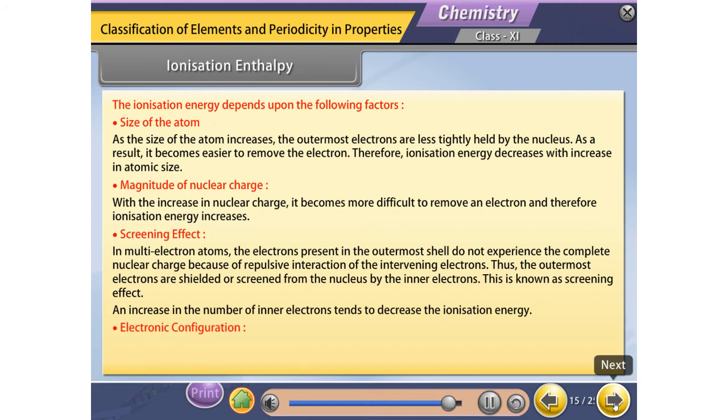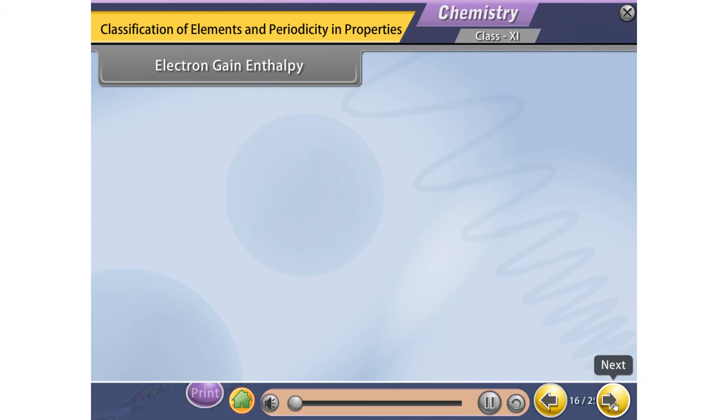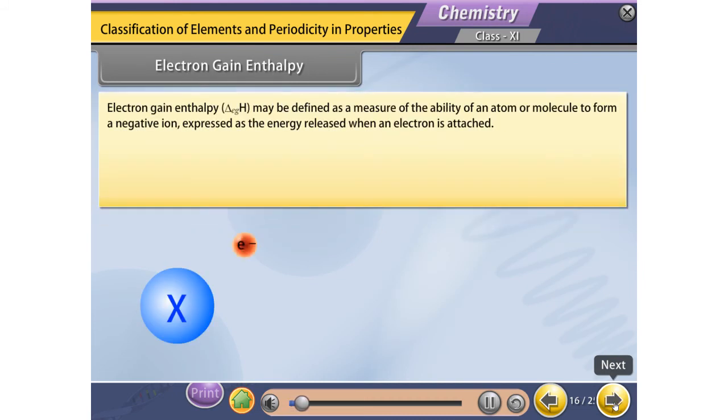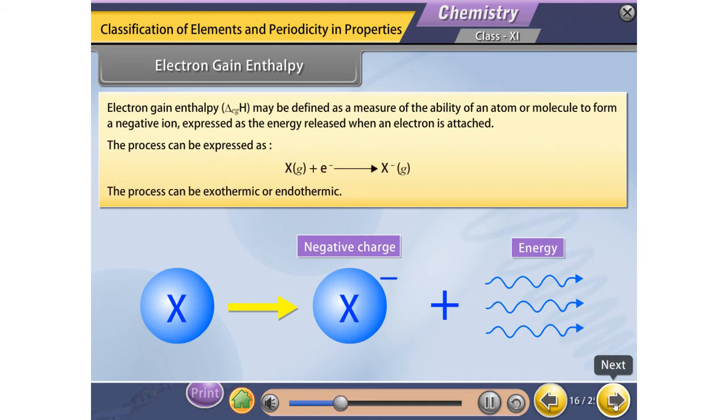Electronic configuration. The atom having a more stable configuration has less tendency to lose an electron and consequently has a high value of ionization energy. Electron gain enthalpy. Electron gain enthalpy may be defined as a measure of the ability of an atom or molecule to form a negative ion, expressed as the energy released when an electron is attached. The process can be expressed as. The process can be exothermic or endothermic.